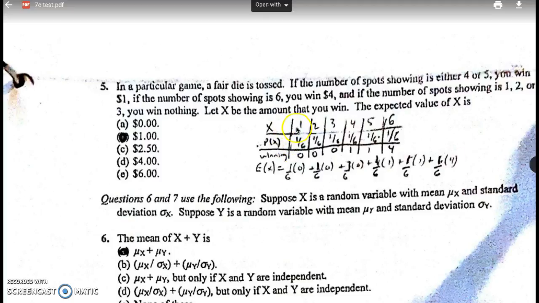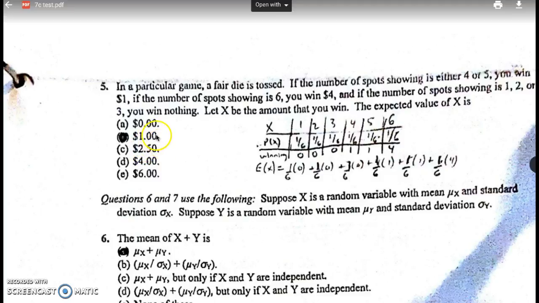So I made a little table here. I think I have it labeled wrong, because x should be the amount that we are winning, and I have x being what you roll on the die. But we know that the probability of each of these things happening is 1/6 because it's a fair die. And then I have a category for how much you win, correlated to the events in the problem. So my expected value is the probability of each thing happening times the winnings: 1/6 times 0 plus 1/6 times 0 plus 1/6 times 0 plus 1/6 times 1 plus 1/6 times 1 plus 1/6 times 4. You do all that, you will get $1.